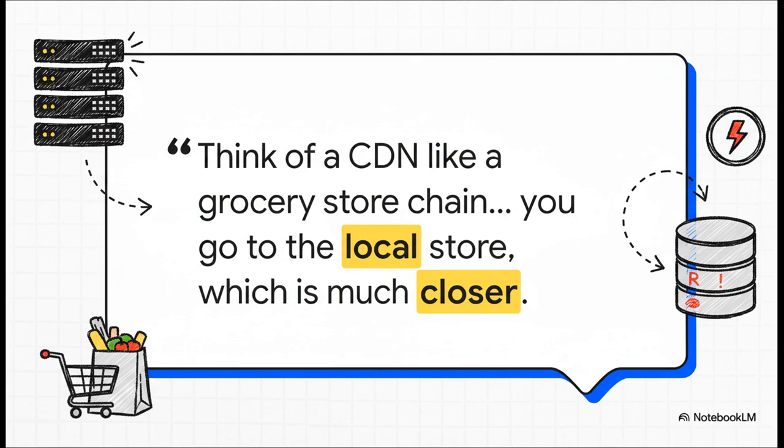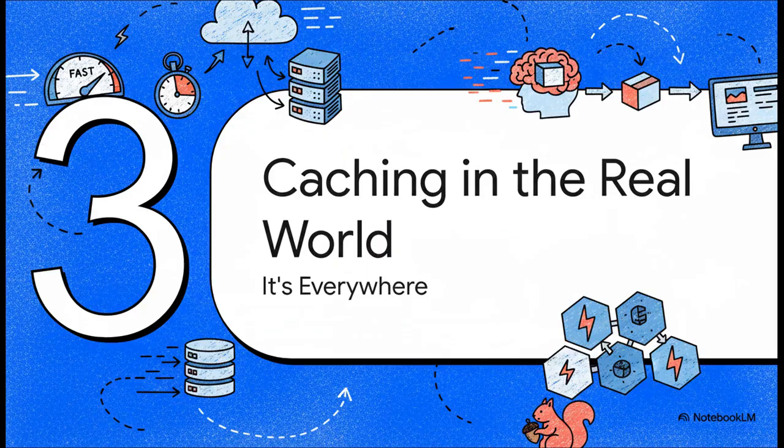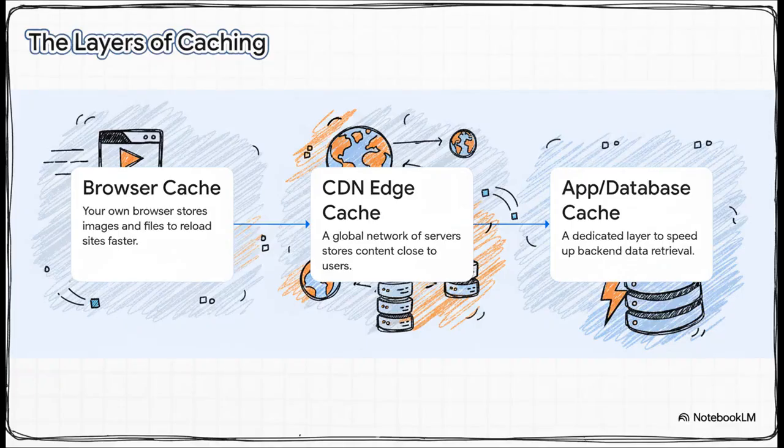Instead of you having to fetch images from a server halfway across the planet, the farm, you get them from a local server, your grocery store, that's just around the corner. It's all about closing the distance. Okay, so what's really important to get here is that caching isn't just one single thing. It's a whole strategy, applied at a bunch of different layers of technology, all working together to make everything feel seamless. Let's actually trace a request and see this in action.